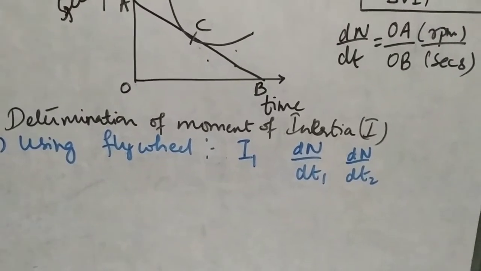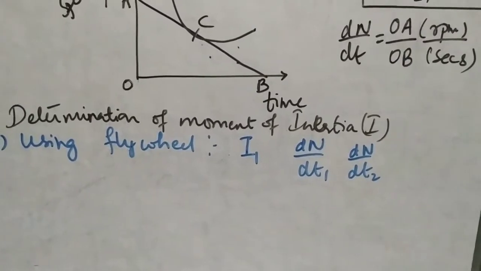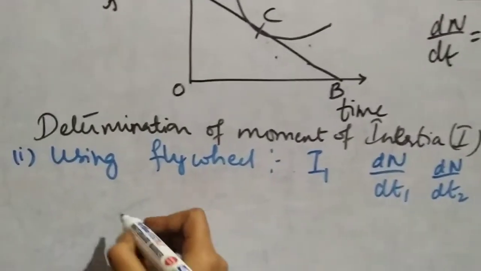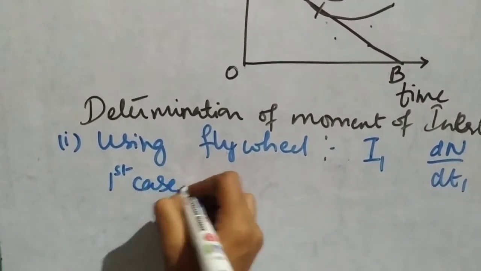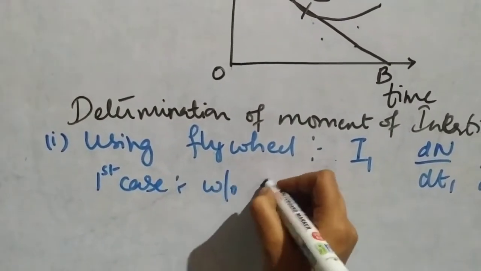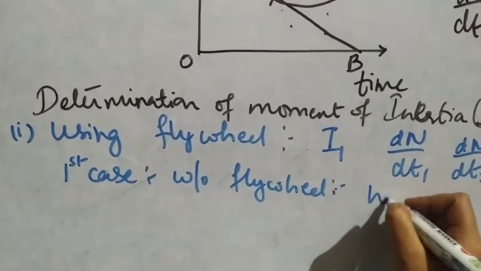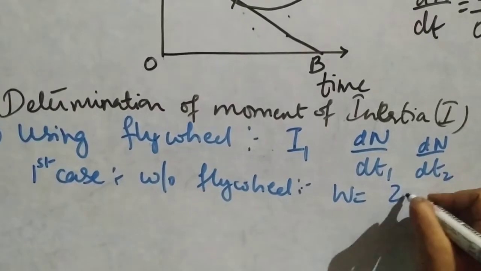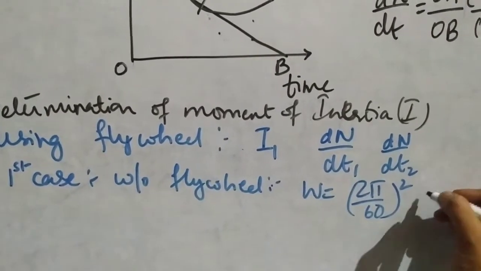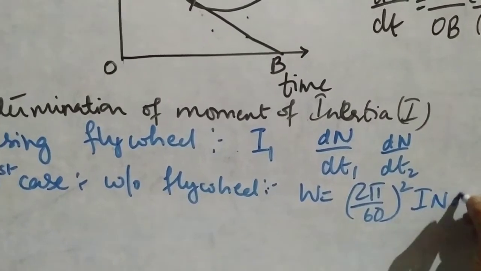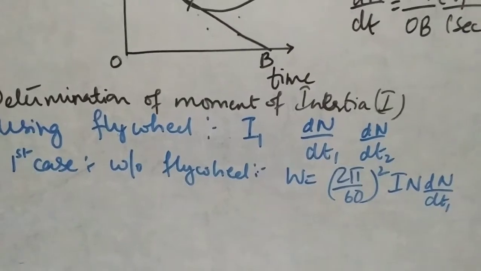Let me take the first case, where there is no flywheel. What was the rotational loss we got? W is equal to (2 pi divided by 60) whole squared into I into N into dN by dt1.